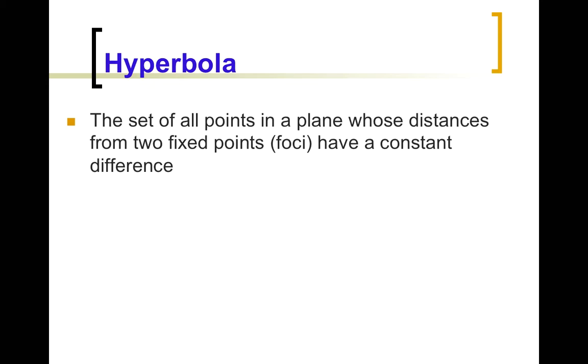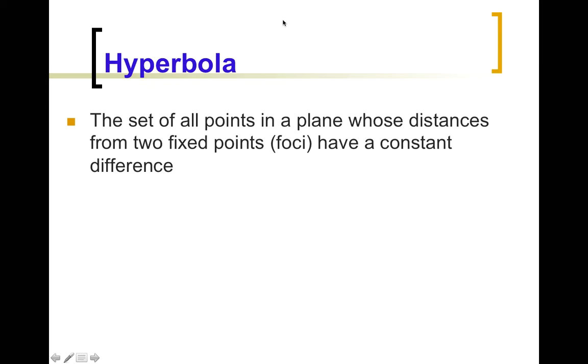First of all, the definition of a hyperbola is the set of all points in a plane whose distances from two fixed points have a constant difference. If that sounds familiar, it's because that's almost the same as the ellipse, where rather than a difference, you have a sum for an ellipse.